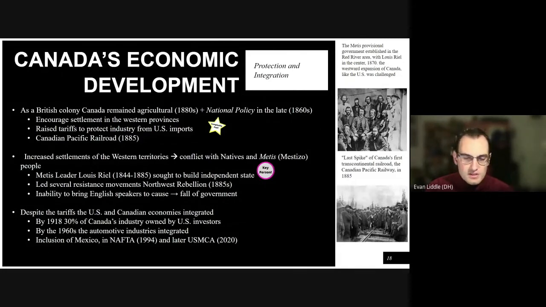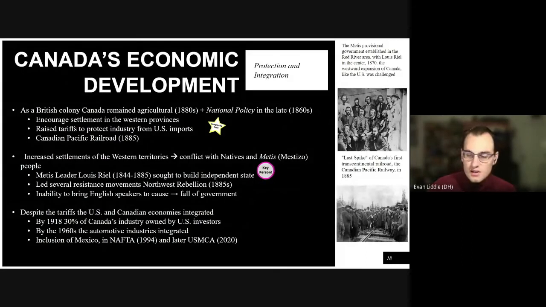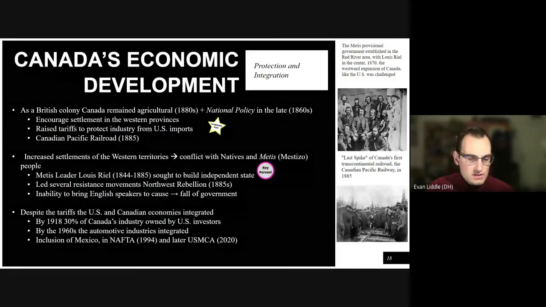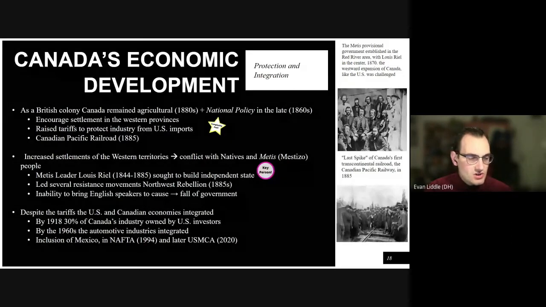A little bit of U.S.-Canadian history up until today: despite the tariffs put up by the National Policy, in general, the U.S. and Canadian economies were integrated by the 1960s. Effectively, the entire automotive industry in the US and Canada was integrated. And with the introduction of NAFTA and the later USMCA, the United States and Canada in particular have heavily integrated economies. And so while Canada has joined the ranks of industrial powers, arguably, it's faced many of the same benefits and challenges that the United States has faced.